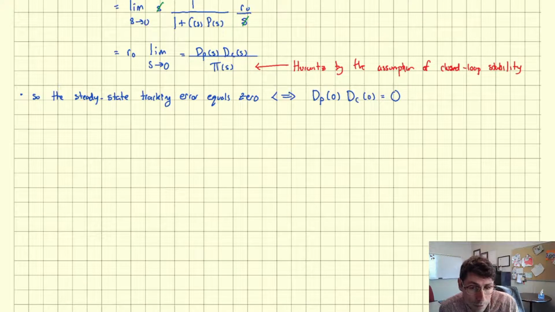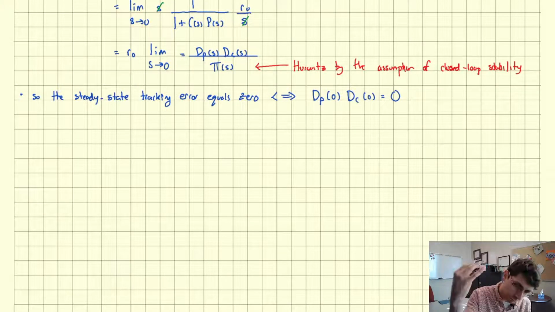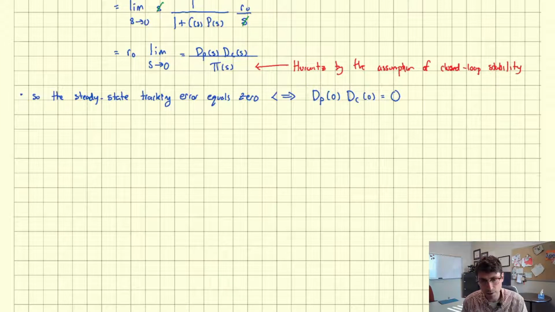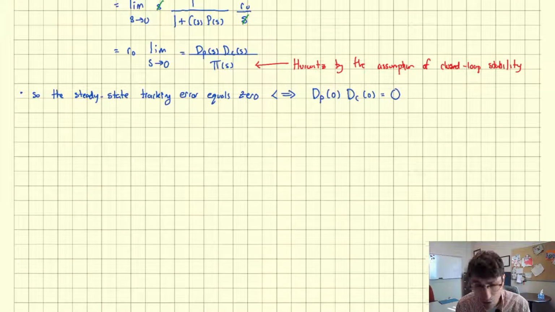So what does that mean? It means that the plant or the controller has to have a pole at the origin. Integration, right? You need an integrator. You surely remember this. If you want step tracking, you need integration, and this is why. The final value theorem tells you that the only way it's going to work is if either the plant has a pole at the origin or the controller has a pole at the origin. Integration.